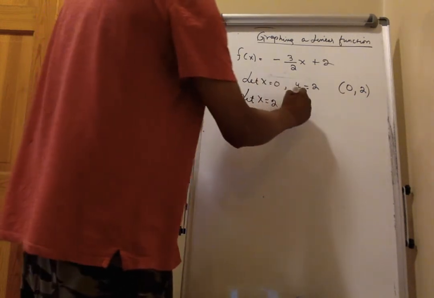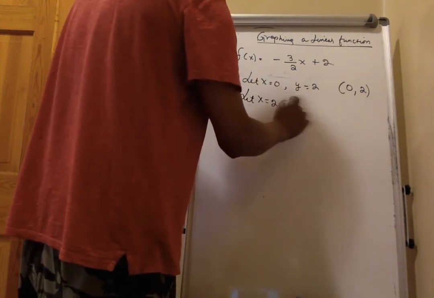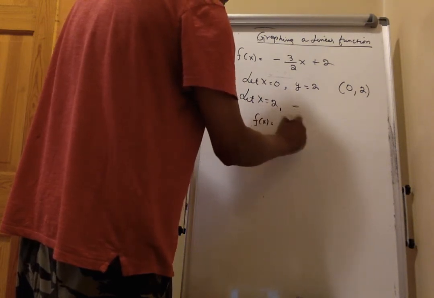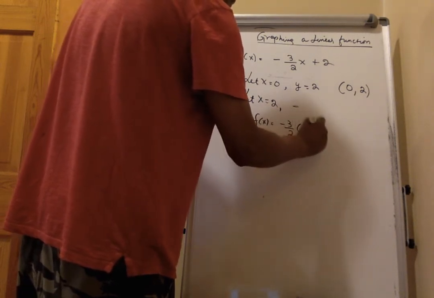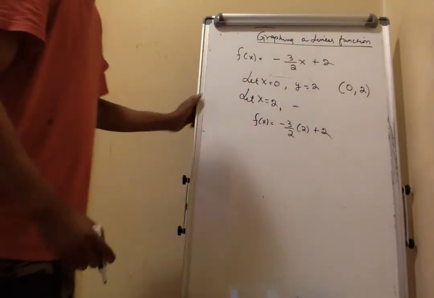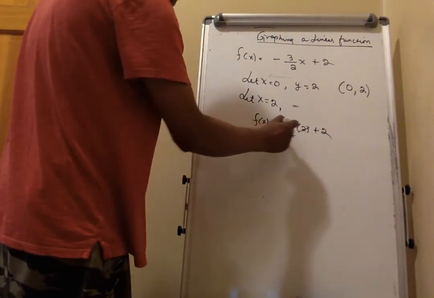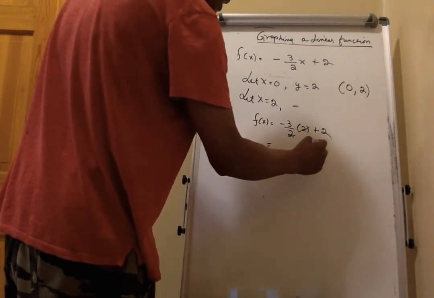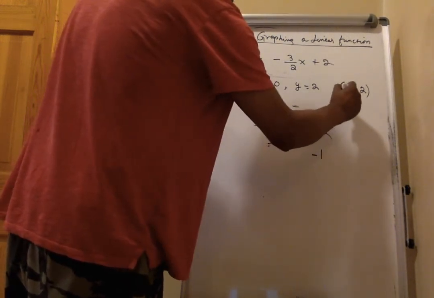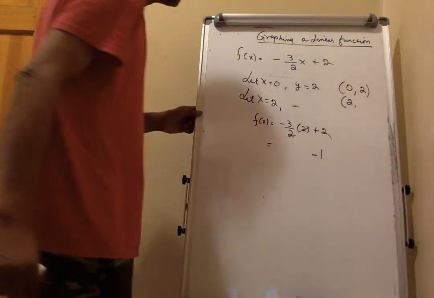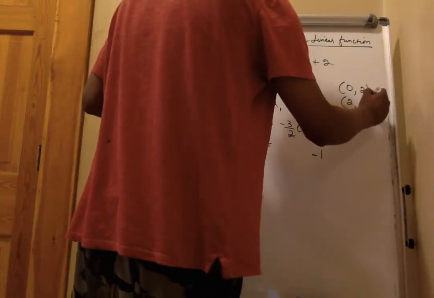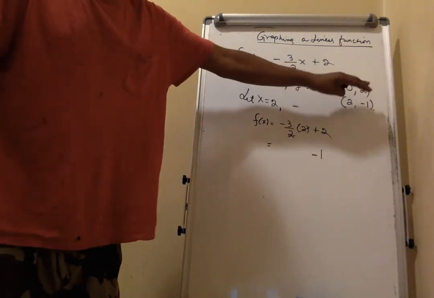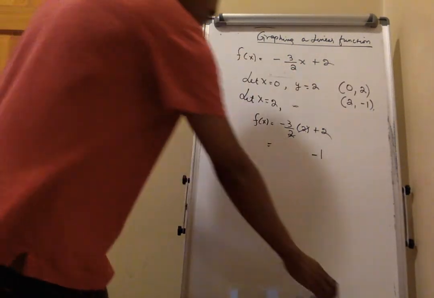If you do that, then f of x becomes negative 3 over 2 times 2 plus 2. Then 2 and 2 cancel out. So you end up with negative 3 plus 2, which is negative 1. So if your x is 2, your f of x is negative 1. It's only these 2 points that you need in order to do the graph.